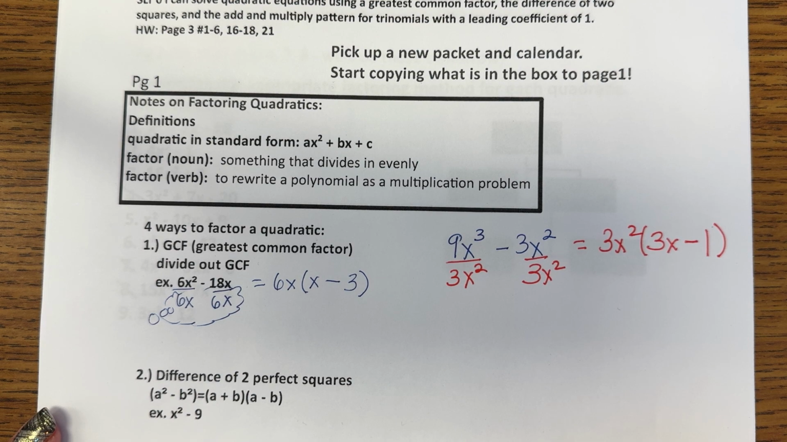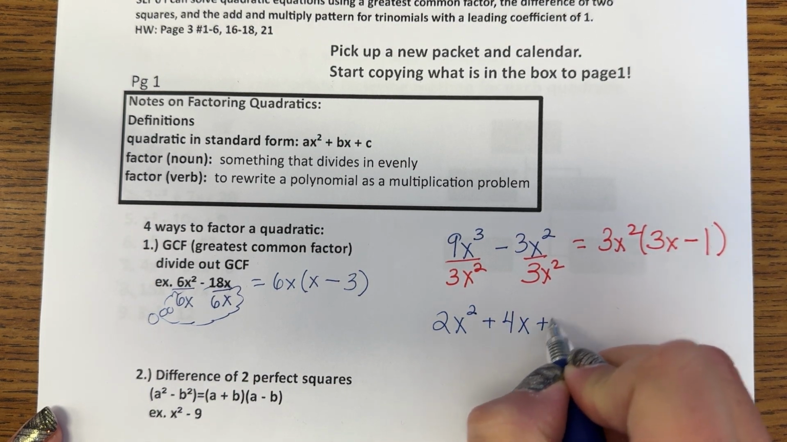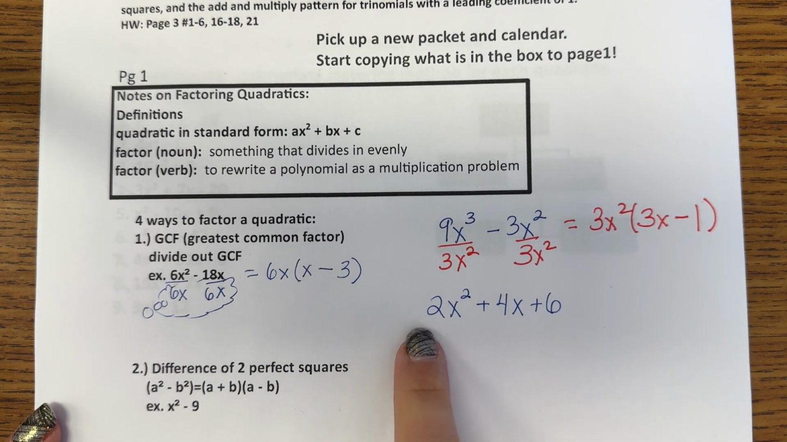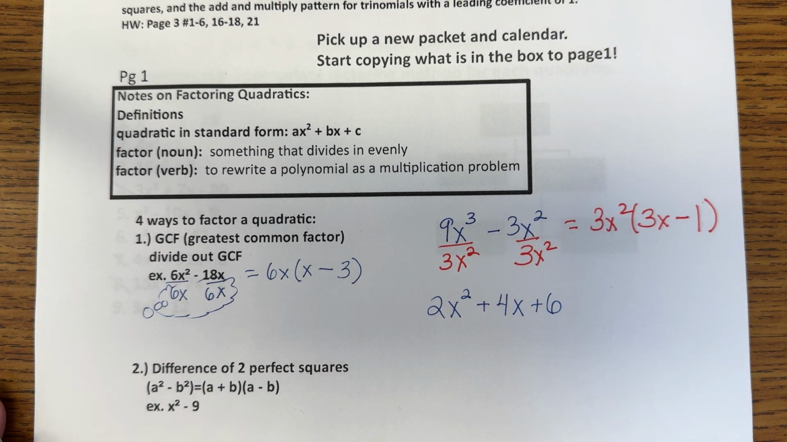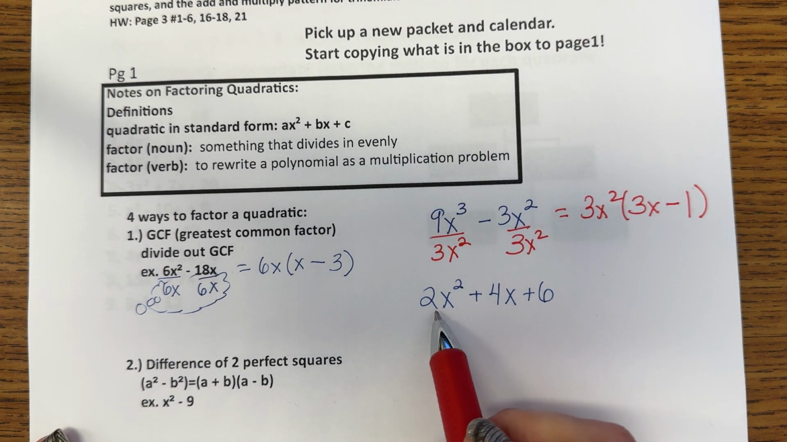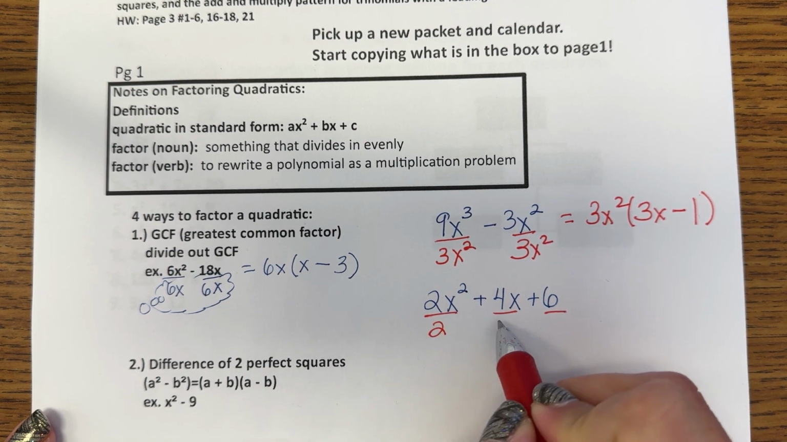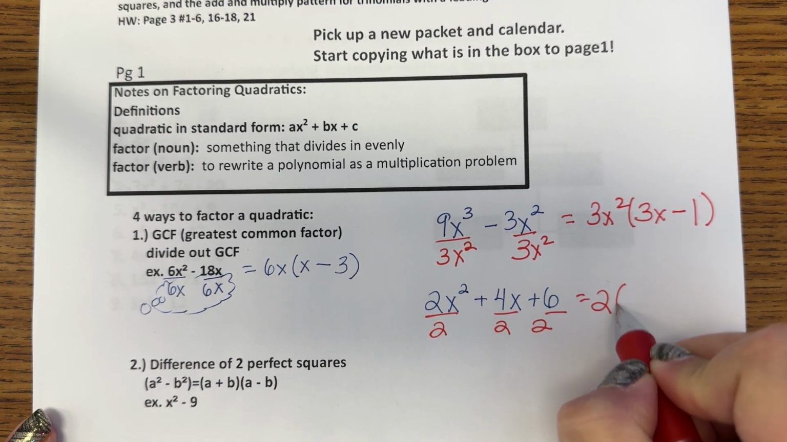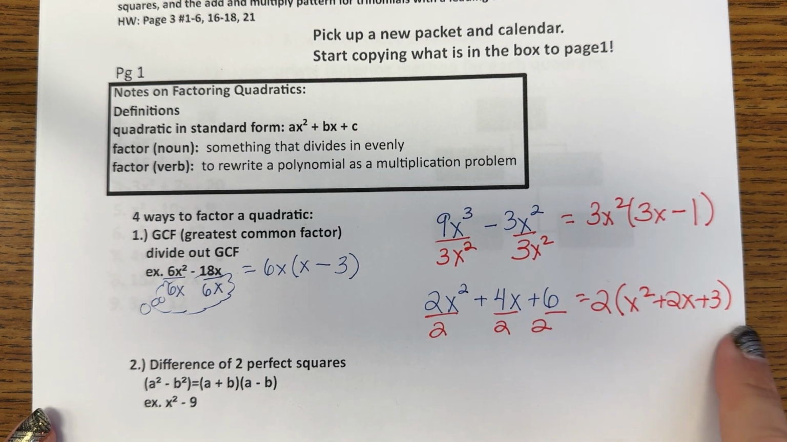All right, let's try one more. Let's do 2x squared plus 4x plus 6. Pause the video and rewrite 2x squared plus 4x plus 6 as a multiplication problem, factor. Since not every term has an x, the only greatest common factor will be a number. And I notice 2, 4, and 6 are all even numbers, so I can factor out the 2. And we're left with 2 times that quadratic.